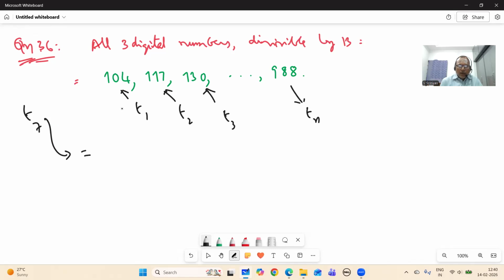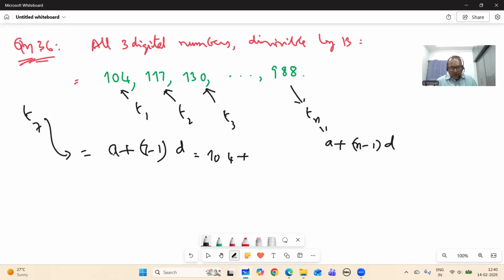T7 is what? A plus 7 minus 1 into D. Right? What is the nth term? A plus n minus 1 into D. What is A? It is 104, right? N is 7 here. By the way, this is an AP. The initial term is 104, that is small a, and the common difference is 13. These are all successive multiples of 13.